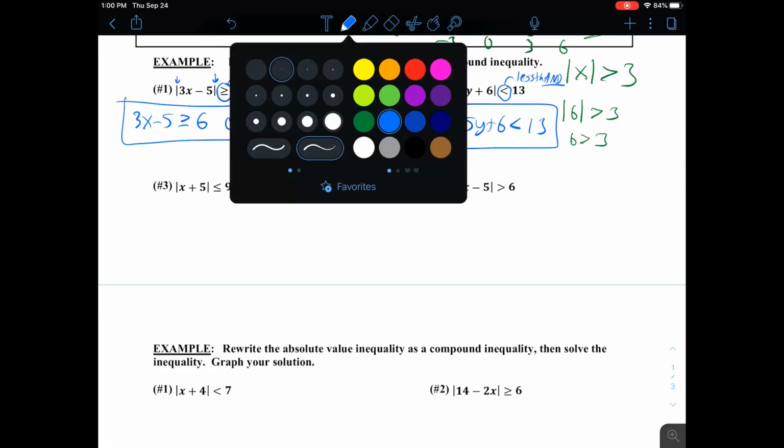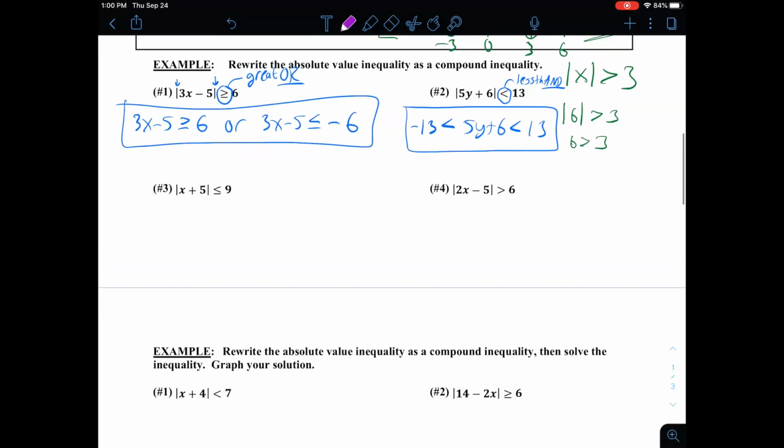All right, welcome back. Number 3 and 4. So we have the absolute value of x plus 5 is less than or equal to 9. This is a less than. All right, so now we're going to rewrite this. It's an AND problem. The distance of x plus 5 needs to be less than or equal to 9. So that means it needs to be between -9 and 9, because that's the sandwich. So we're going to do -9 is less than or equal to x plus 5, which is less than or equal to 9. Okay?